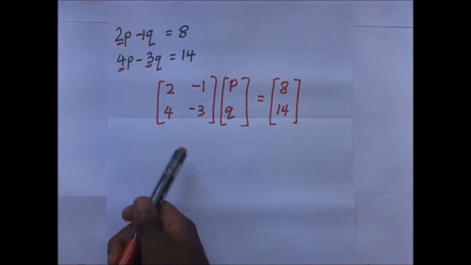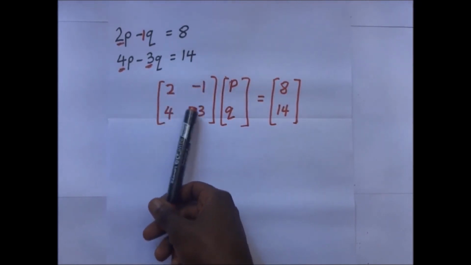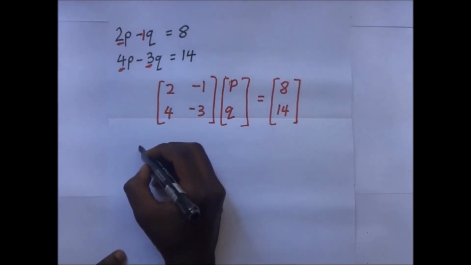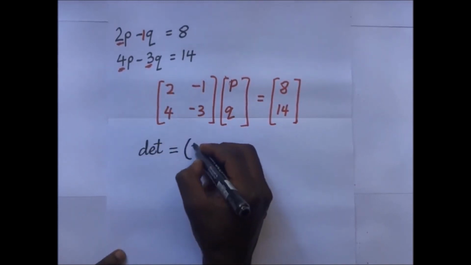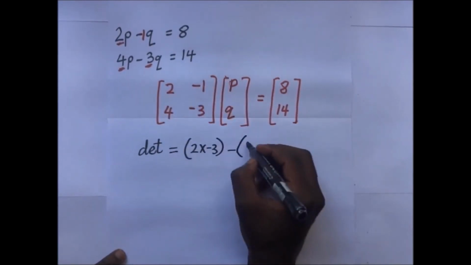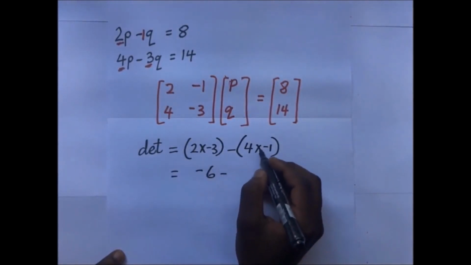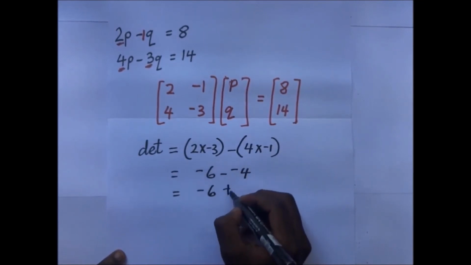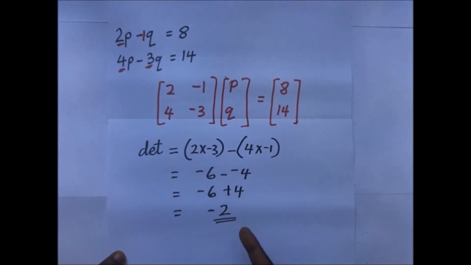Then after that, we go ahead and find the inverse of this matrix. When we get the inverse of this matrix, we multiply it on both sides. So for the inverse of this matrix, first get the determinant of the matrix, which is 2 times negative 3 minus 4 times negative 1. We end up with negative 6 minus negative 4. It's going to give us negative 6 plus 4, giving us negative 2. So this is our determinant.